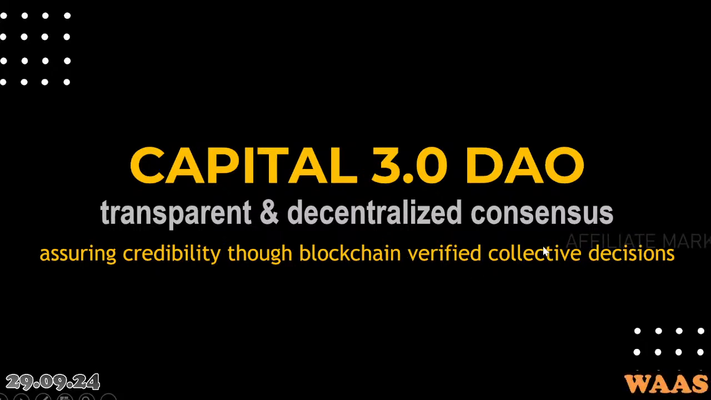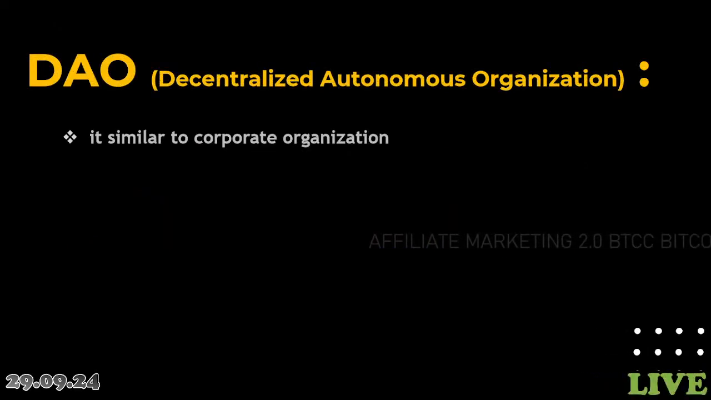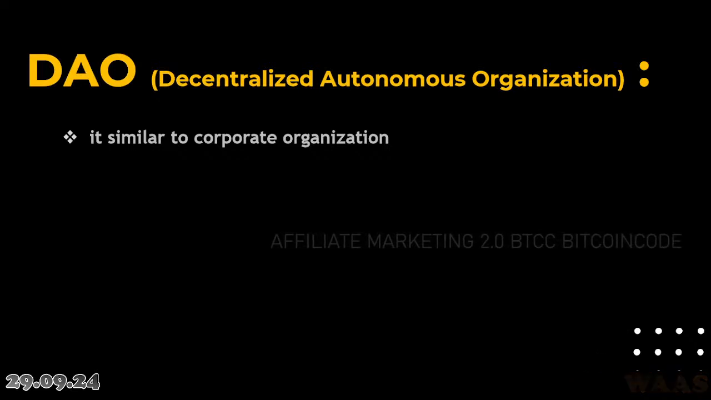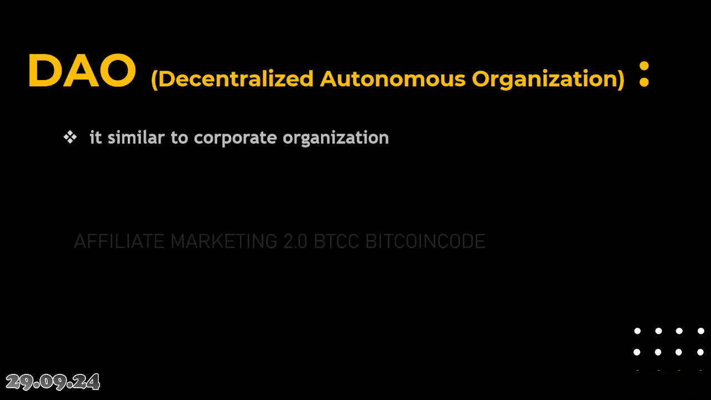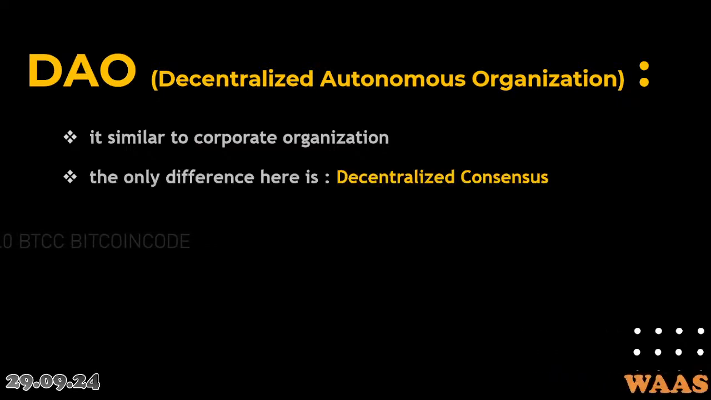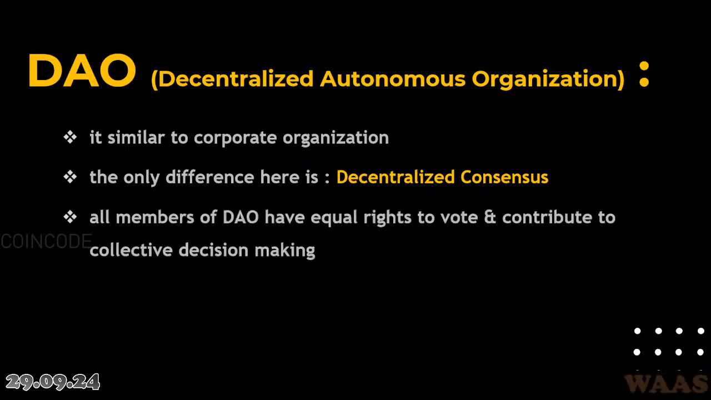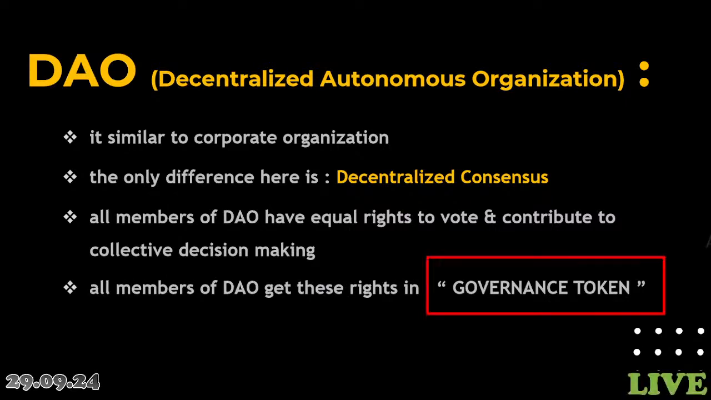So Capital 3.0 DAO is coming. Now, what is DAO? First of all, let's understand that. It is similar to any corporate organization. Like in corporate, we have hierarchy, right? There is one director, under him there is a CEO, then a manager, general manager, and so on. In a similar manner, we have an organization, but we don't have any hierarchy over here. The only difference is decentralized consensus. Any member of a DAO has equal rights and equal opportunity. And these rights are provided in terms of governance tokens. So all the members of a DAO get these rights through governance tokens.